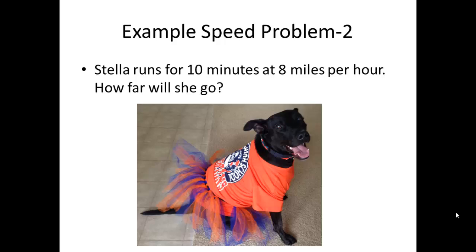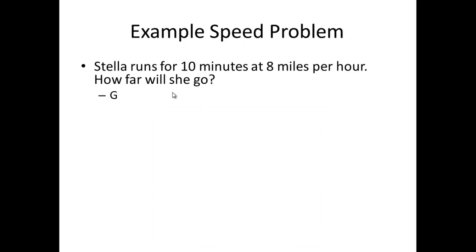In this video, we're going to do a second speed problem example. In this problem, Stella runs for 10 minutes at 8 miles per hour, and it's asking how far will she go. So we're going to use the GUBS method again, where we have our given, our unknown, our basic equation, and our solution.